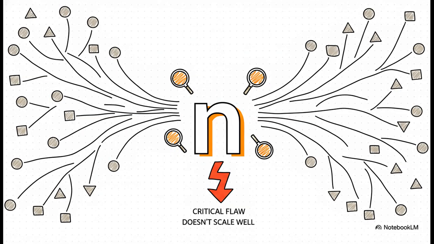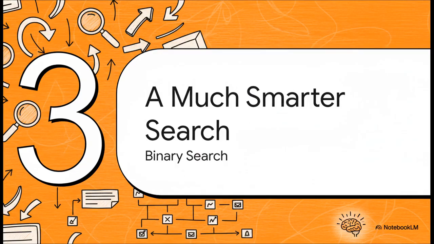In that worst case scenario, you have to make n comparisons, where n is just the total number of items in your list. So if you have 1 million songs in your music library, you might have to make 1 million checks. And that's the fatal flaw right there. It just doesn't scale. So, there's got to be a better way, right? Of course there is. Let's talk about a much smarter way to search.